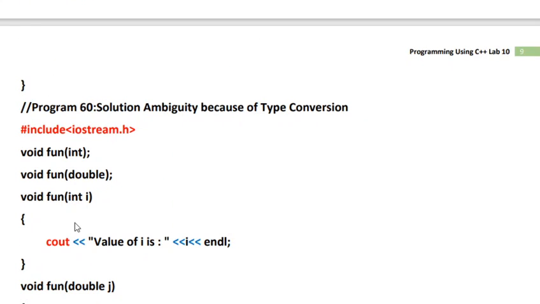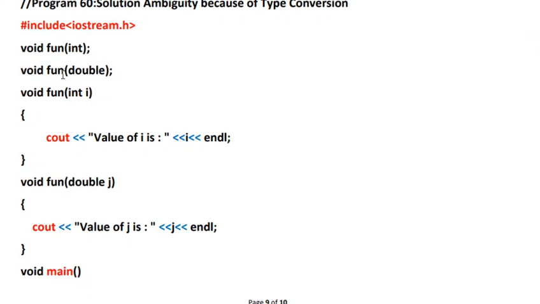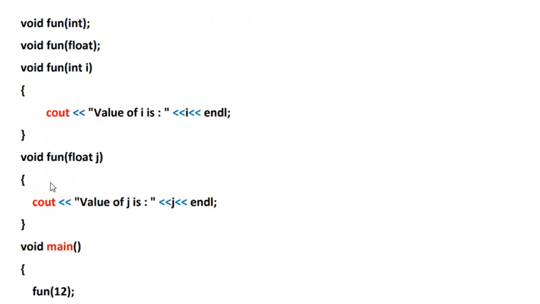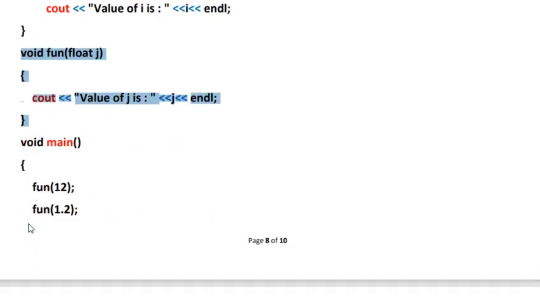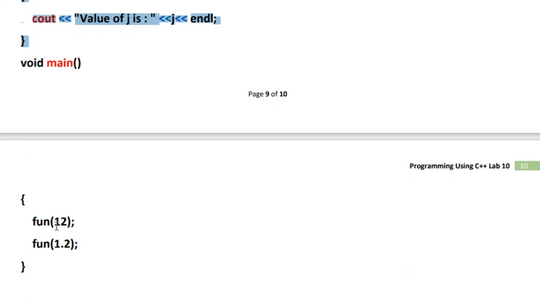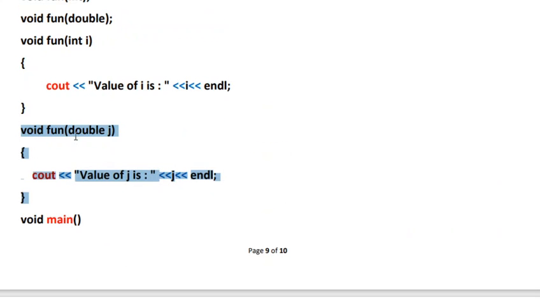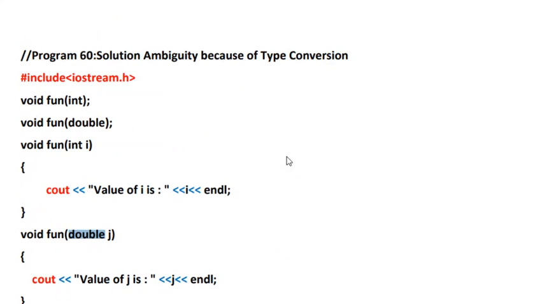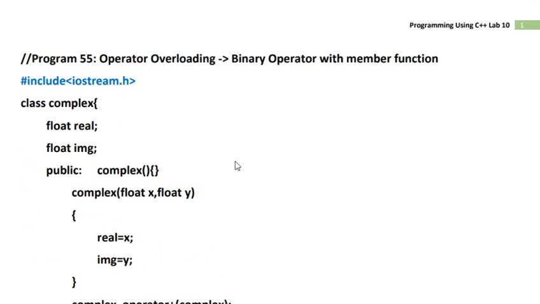In order to overcome that, we can have a function that takes an integer and a function that takes in double. This is how I've defined the functions. Now the definition of the function with float is replaced by the definition of the function with double. So now if I provide 12 and 1.2, this program will work because the parameter j is of type double.